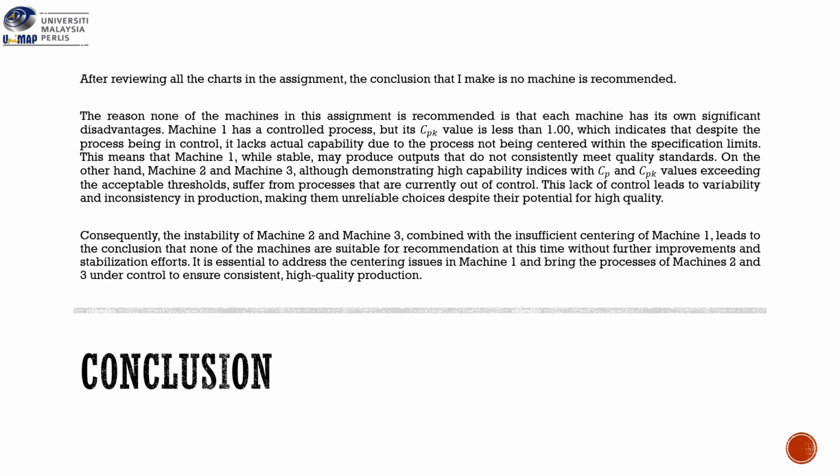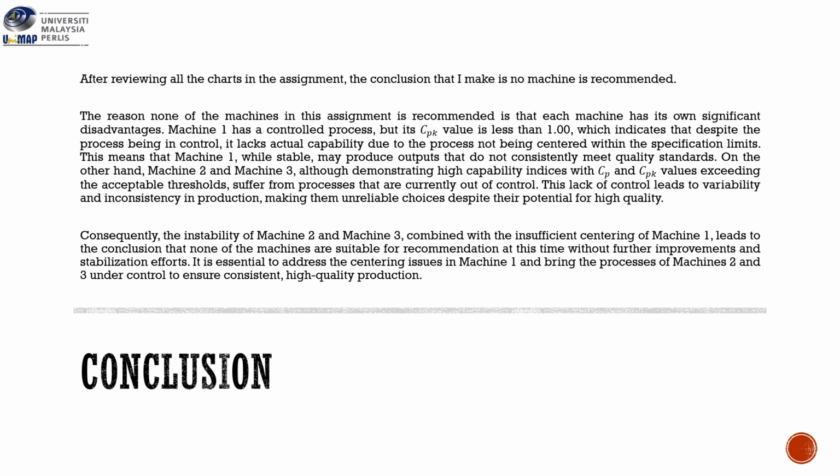On the other hand, machine 2 and machine 3, although demonstrating high capability indexes with CP and CPK values exceeding the acceptable threshold, suffer from processes that are currently out of control. This lack of control leads to variability and inconsistency in production, making them unreliable choices despite their potential for high quality.